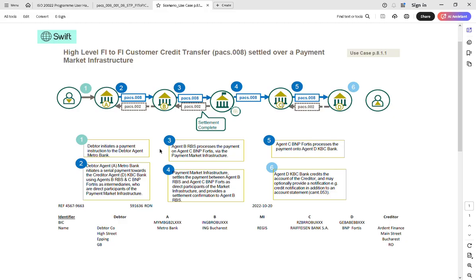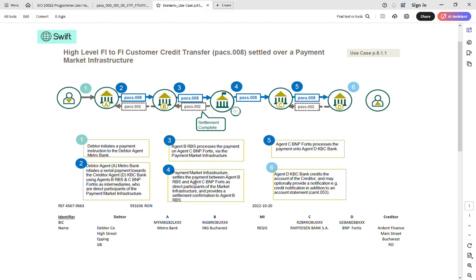So this is only the intermediary banks. The 2 banks here are direct participants of the payment market infrastructure. For example, if Fedwire is in the middle, and on the right you can see the bank symbol, bank B and bank C are the correspondents, or you can say intermediary agents. B acts as the intermediary agent for A, and C acts as the intermediary agent for D here. Agent B, RBS, will process the payment on agent C, BNP Fortis, via the payment market infrastructure. Means B to C settlement and clearing happen over the middleman market infrastructure.